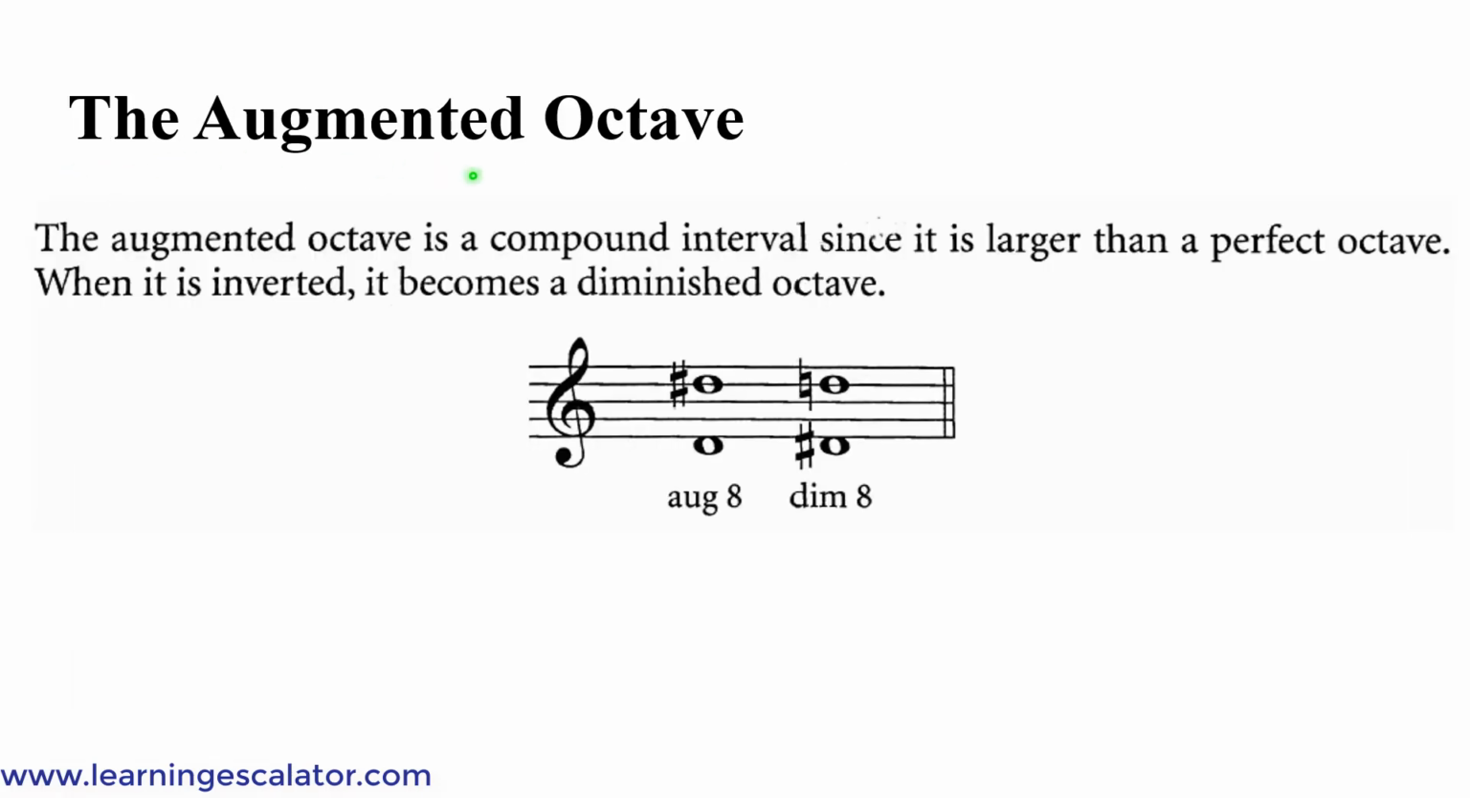The augmented octave. The augmented octave is a compound interval since it is larger than a perfect octave. So when it is inverted, it becomes a diminished octave. For example, D to D sharp is a compound interval even though it's an 8, because it's larger than a perfect octave. So when you invert it, it becomes a diminished octave: D sharp to D natural.